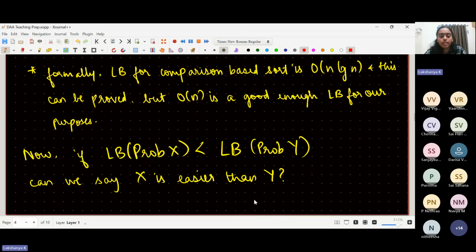Now we move on. So with that in mind, look at this question. If the lower bound of problem x is less than the lower bound of problem y, can we say x is easier than y? Again, this is an open question. So let's say you have two problems. One problem, the computational lower bound is, let's say, order of n. For another problem, the lower bound is n squared. So is that enough to conclude that the first problem is easier than the second?